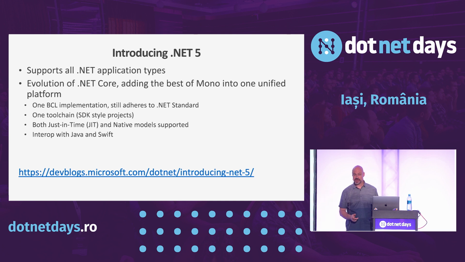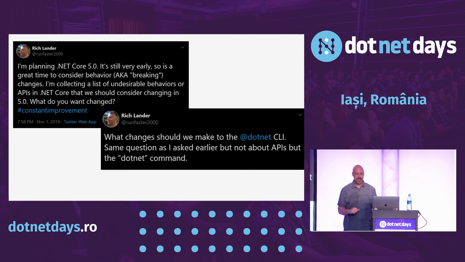Also, interop with Java and Swift, which is pretty interesting. This is two-way interop with Java and Swift. That was announced in the original .NET 5 blog post, which I've linked there. We're still open to suggestions. So here are a few tweets from Rich Lander on the .NET team where he's asking for input. And they're still at this stage asking for input.